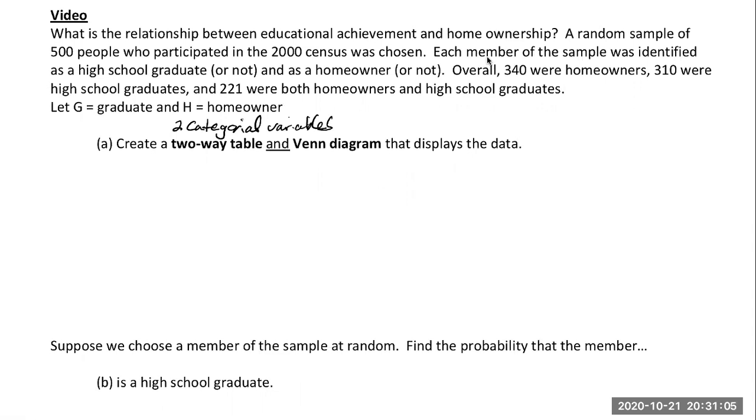A Venn diagram is helpful because you could have more than two. You could have 3 or 4 or 5. That would be a lot of circles on a Venn diagram. But a two-way table is 2 because it's two categorical variables.